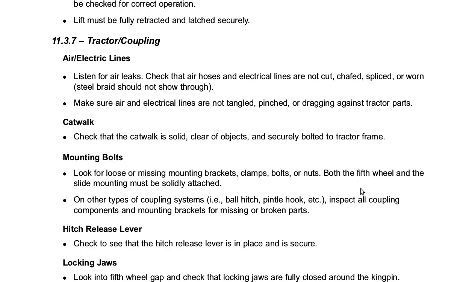Tractor coupling. Air electric lines. Listen for air leaks. Check that air hoses and electrical lines are not cut, chafed, spliced, or worn. Steel braid should not show through. Make sure air and electrical lines are not tangled, pinched, or dragging against tractor parts.